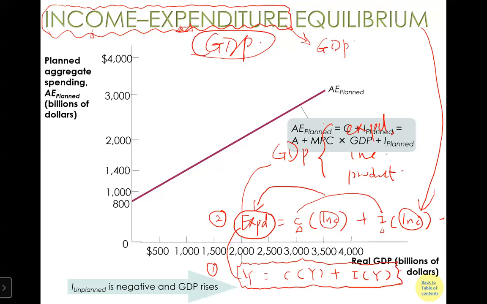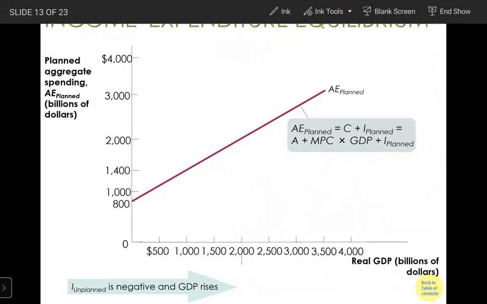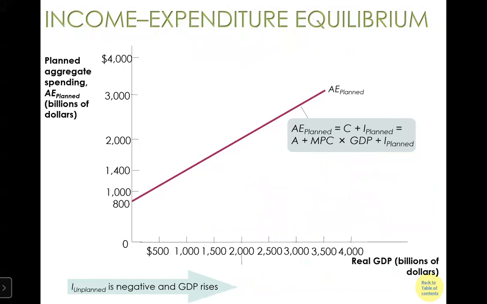In that sense, we replace expenditure here with Y, income here with Y. So that's going to return to equation 1. That's the logic, that's how we look at the determination of GDP through this income expenditure approach.